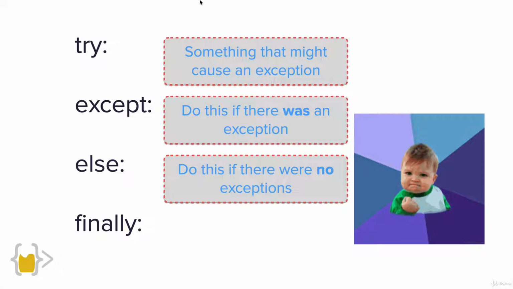Now, the else keyword allows you to define some code to execute if there were no exceptions. If you tried this thing that might fail, but actually it didn't fail, you succeeded and there were no problems, well then in this case, you're going to do whatever is inside the else block.